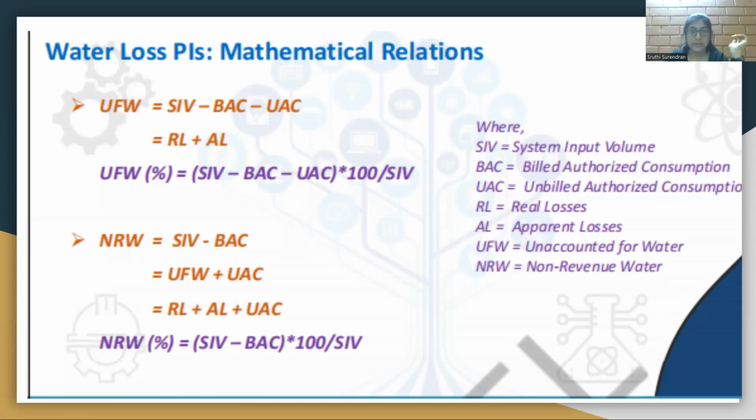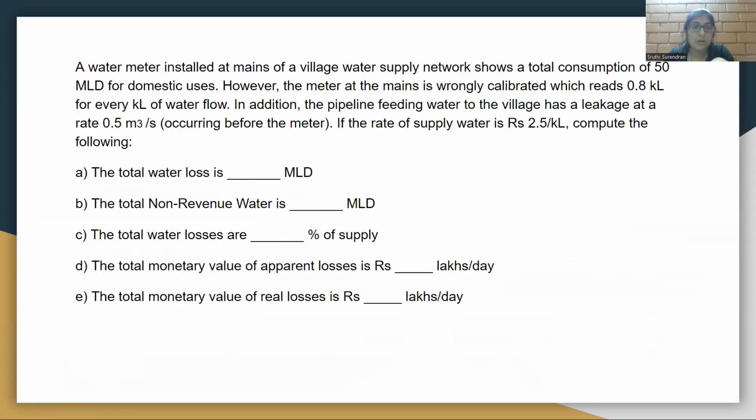So here they have asked for the total water loss, which will be the sum of the real losses and apparent losses. So first maybe you can find that out. Total consumption of 50 million liters per day for domestic, so that is the system input volume. The meter is wrongly calibrated, so meter losses is the apparent losses. For that, you can use this meter value computation. And for finding the real losses, you can find it out using the leakage rate.